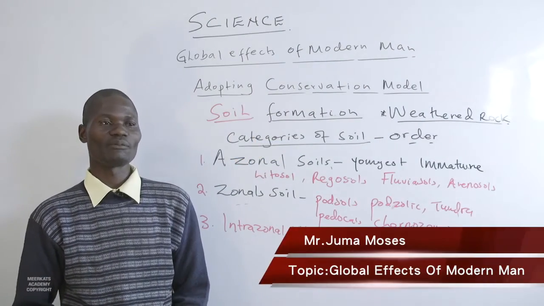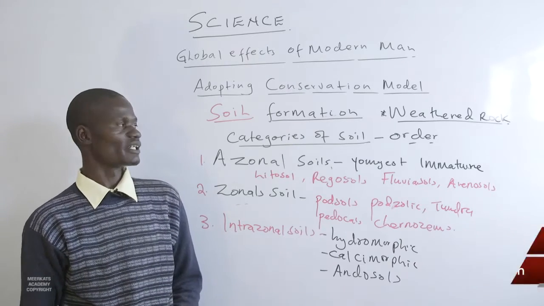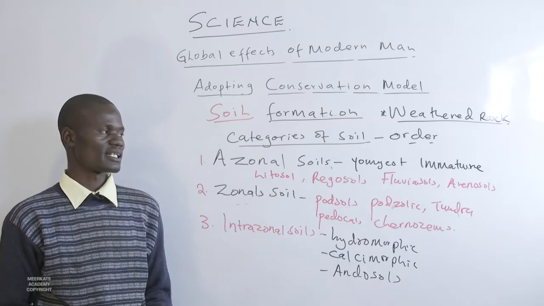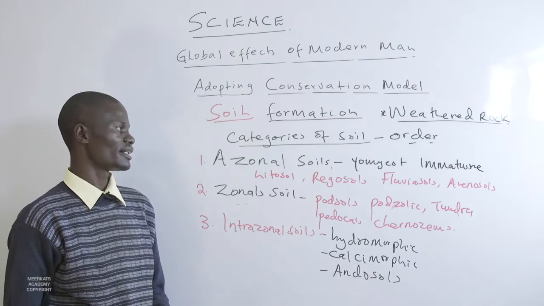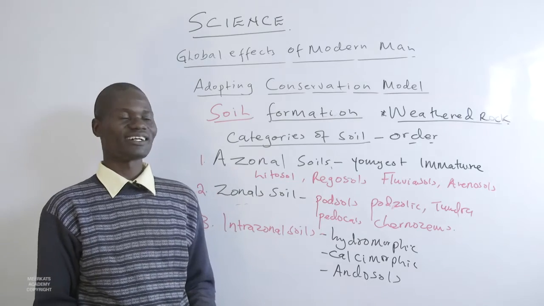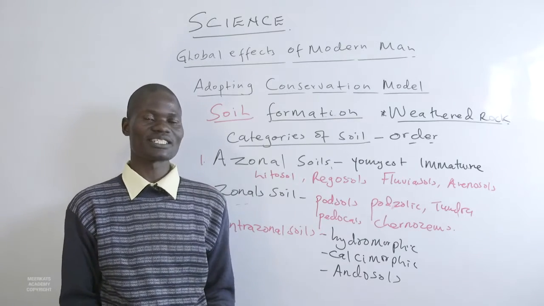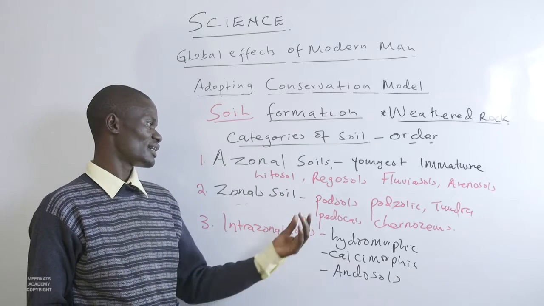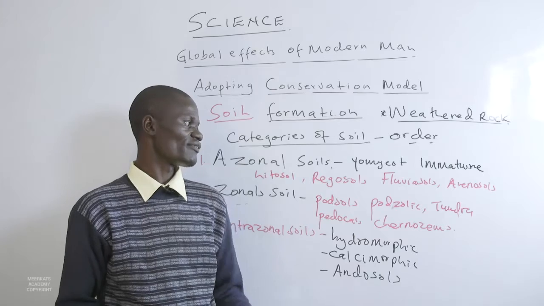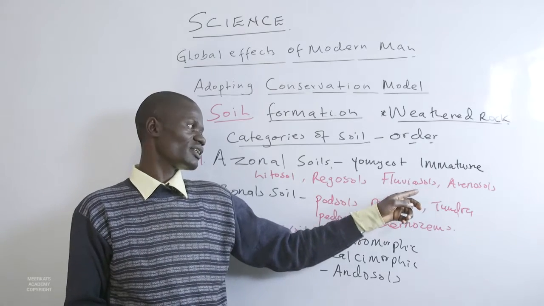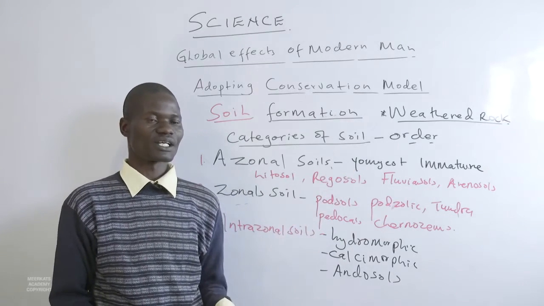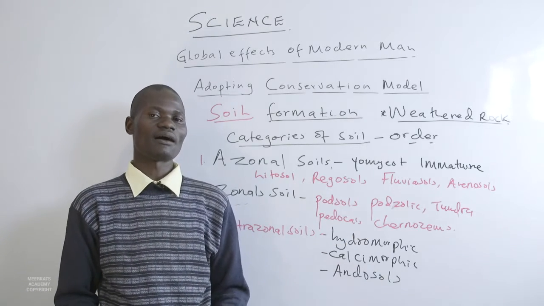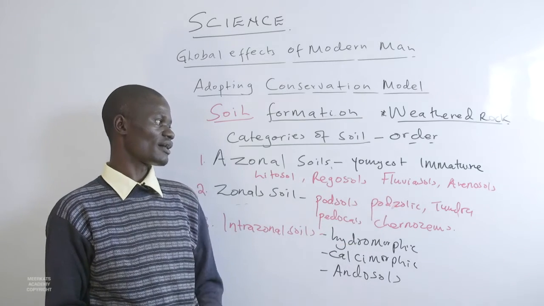Okay, welcome. As we are moving on with the soil formation processes, we have been able to look at the various categories of soil that we have classified according to the order. Here you can remember we have azonal soils, which are the youngest soils, and they are actually immature. Examples are lithosols, regosols, fluvial soils, and arenosols. Actually, fluvial soils, when you look at them very carefully, have been formed from the lava flows of a recently blown volcanic mountain. Therefore, they are called fluvial soils.